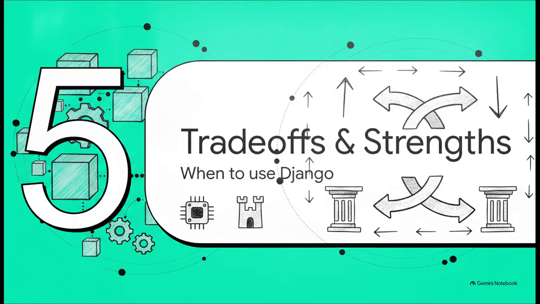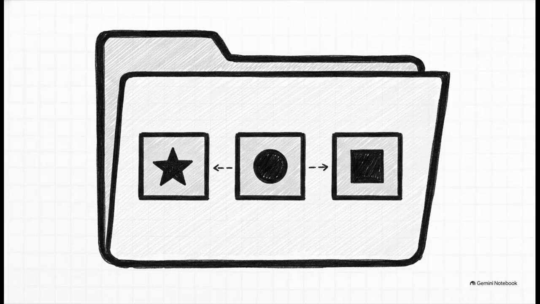Let's bring it home with Section 5, Django trade-offs and strengths. Of course, look, no framework is perfect for absolutely everything. To really understand its trade-offs, we have to look at how a large Django project is organized, typically into multiple separate apps. Each individual app handles a distinct piece of functionality. You might have one app specifically for handling blog articles and a completely separate app for user accounts. Dividing your project like this keeps things cleanly compartmentalized as it grows.